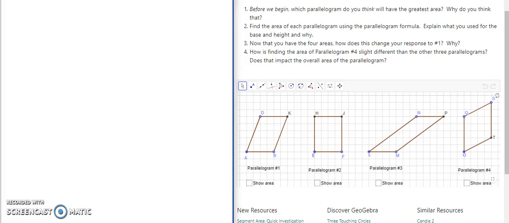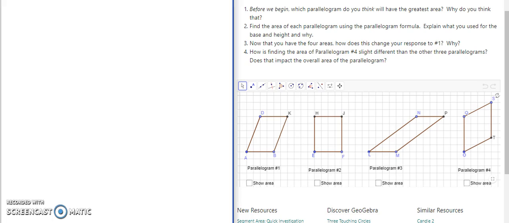Alright, so the first question asks you, which parallelogram do you think has the greatest area? A lot of people will often say either number 1 or number 4 just because it looks fatter, for lack of a better term. But let's see what really happens.